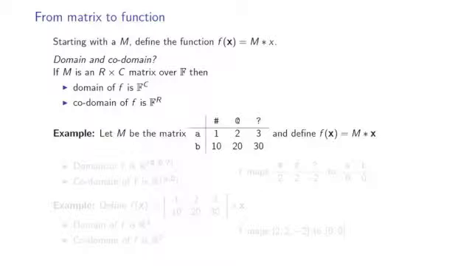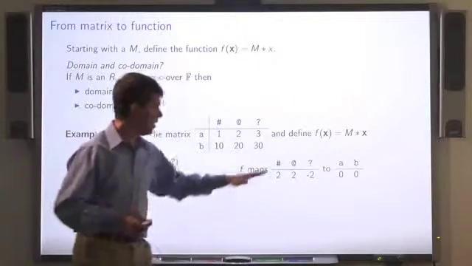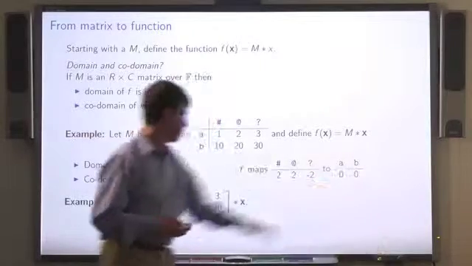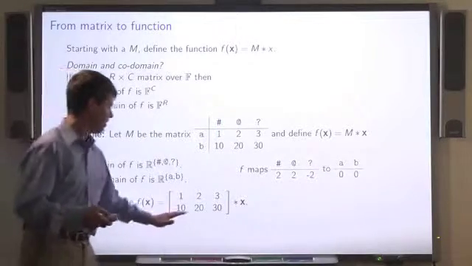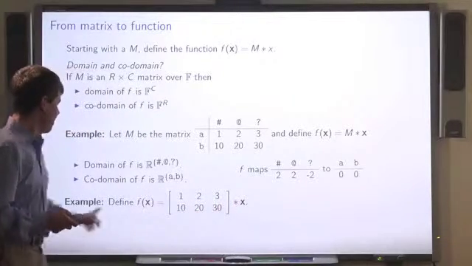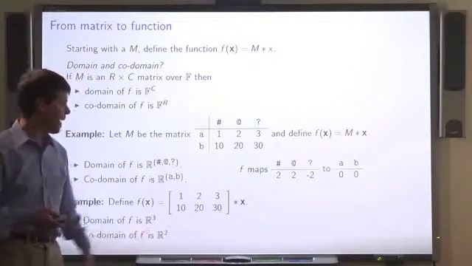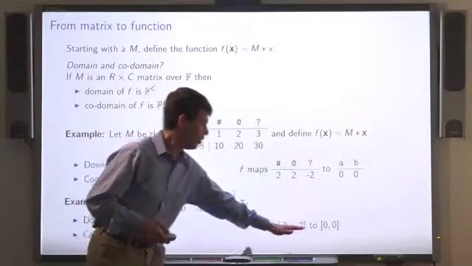For this matrix, the function f of x equals M times x has a domain of R to the set {#, @, ?}, and the codomain is R to the {a, b}. So for example, given this as input, this is the output. Here's another example. Given this, define this function as this matrix times the input. Then the domain of the function is R3, the codomain is R2. And for example, it maps this input to this output.